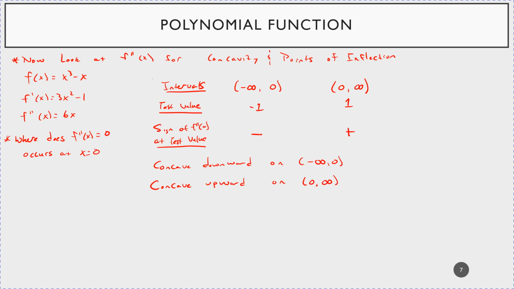So when we change concavity from concave downward to concave upward here, that means we have a point of inflection. And it occurs when x is equal to 0, which is just both an x and y intercept here at the origin. And that's okay.